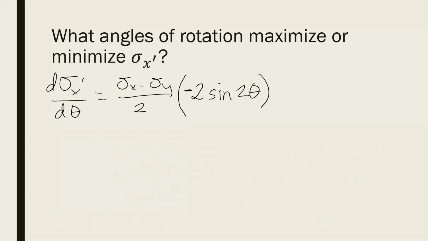The derivative of cosine 2 theta is negative 2 sine 2 theta. Plus the last term, tau xy. Now we're taking the derivative of sine 2 theta. So that gives us 2 cosine 2 theta. And this all has to equal 0.